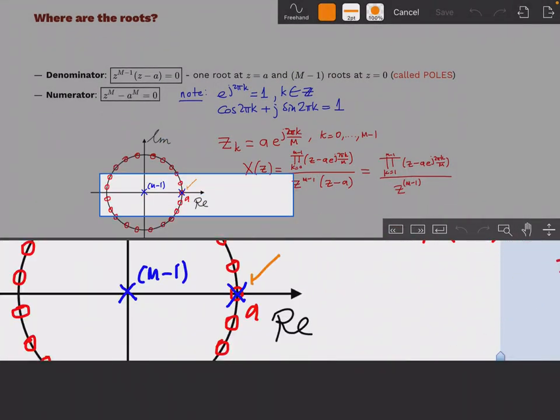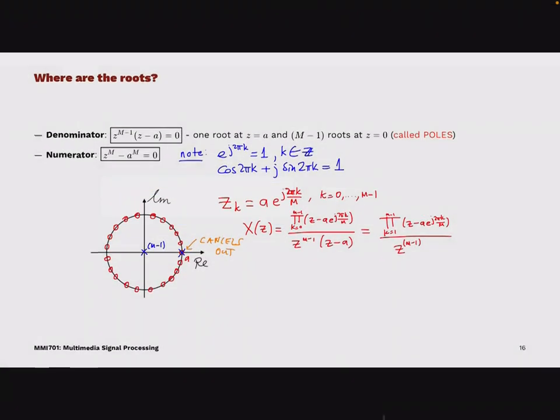So these are going to cancel out. Cancels out. Okay? So this is an example for the roots of a rational Z transform.